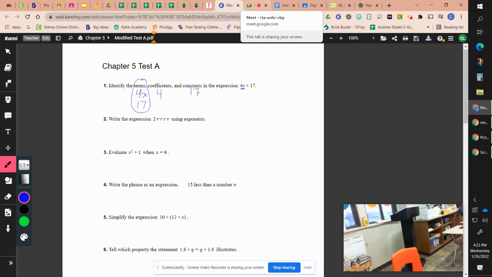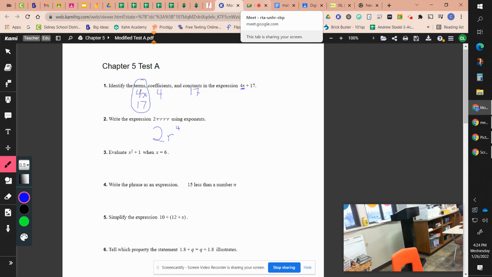On to number 2, write this expression, 2 times r times r times r times r, using exponents. So what I do is I use the base of 2 and r, and then I count how many r's there are. There are 4 r's. So then I'm going to put a teeny tiny 4 as the exponent, as the power. Okay, so that would be 2r to the 4th power.